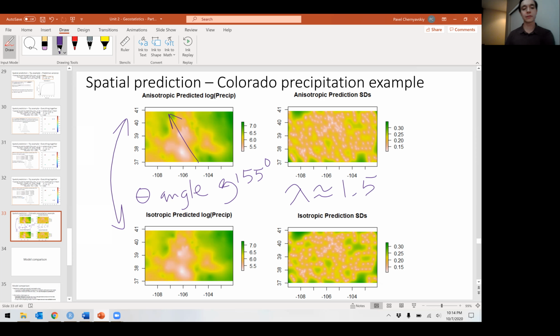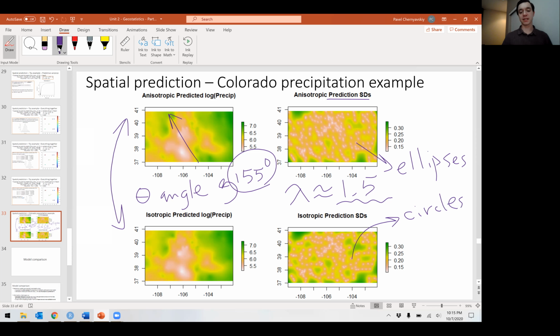So around the state of Colorado, we're saying that in machine learning terms, we're learning about 1.5 times more from data along the angle of 155 degrees. And actually, if you look really closely, our prediction standard deviations are very much ellipses, whereas in the isotropic world, these are definitely circles. And of course, how large our ellipses are and how large our circles are is determined by the range.